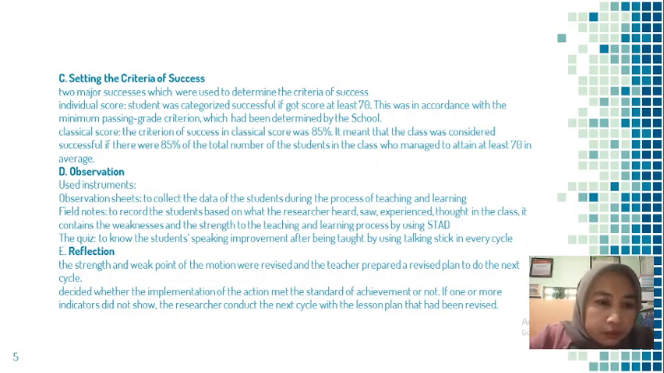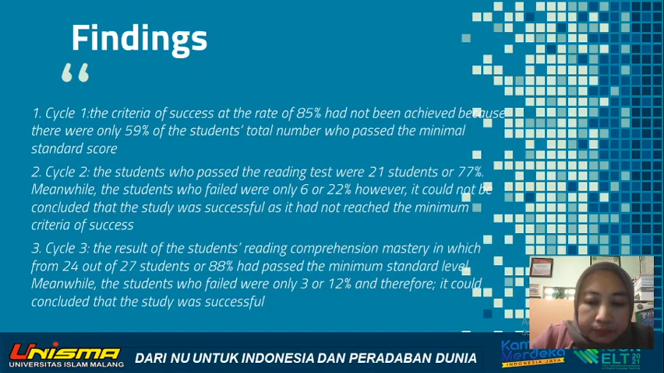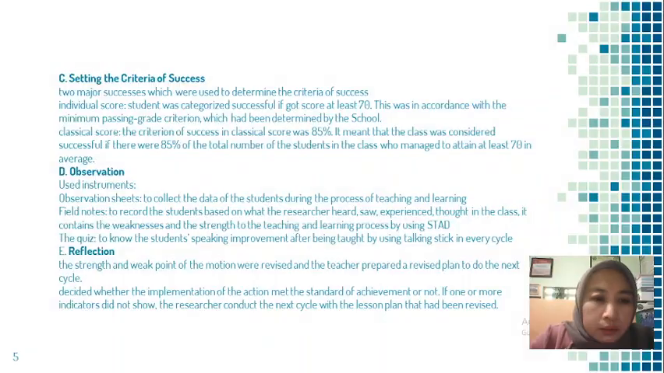The reflection: the strengths and weak points were revised, and the teacher prepared a revised plan to do the next cycle. It decided whether the implementation of the action met the standards of achievement or not. If one or more indicators did not show, the researcher conducted the next cycle with the lesson plan that had been revised.